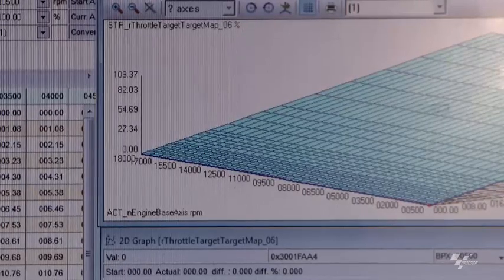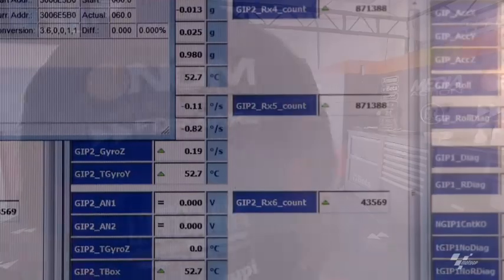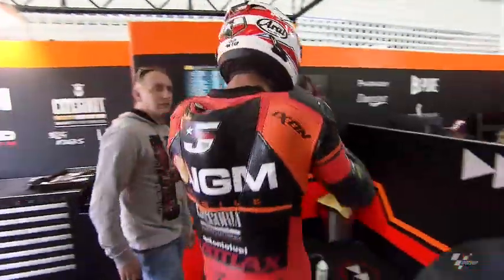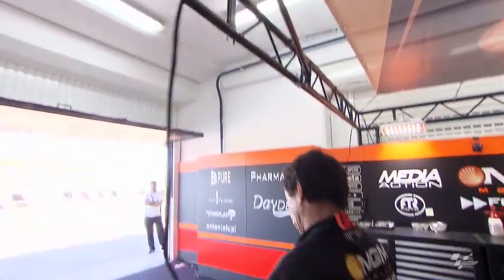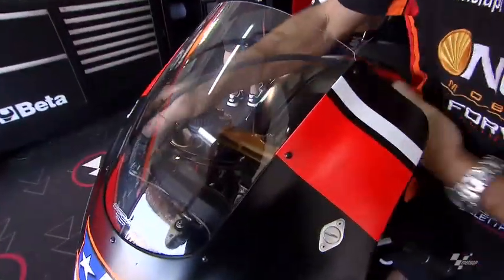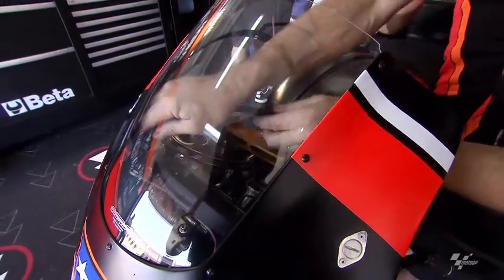Each strategy has associated a number of calibrations, of parameters, of numbers, scalars, vectors, tables or maps. These are the numbers that the technician needs to put inside the ECU to make the bike change its behavior according to pilot needs or performance.